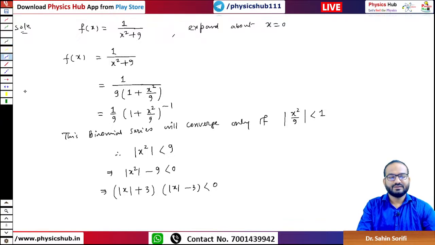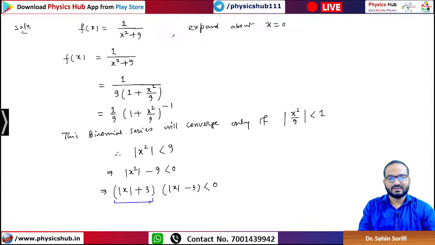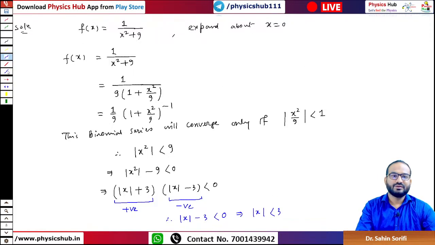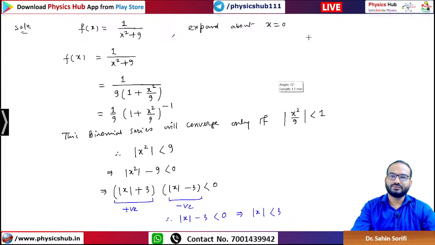Now as you can see, this modulus of x plus 3, this term is always positive, greater than 1. So obviously this term should be negative. So therefore modulus of x minus 3 less than 0 means mod x less than 3. Now if you look at mod x less than 3, how does it look?